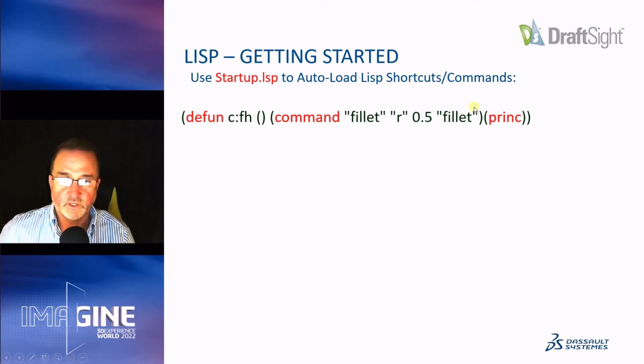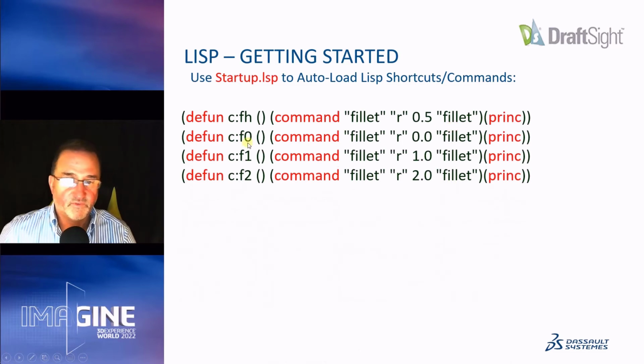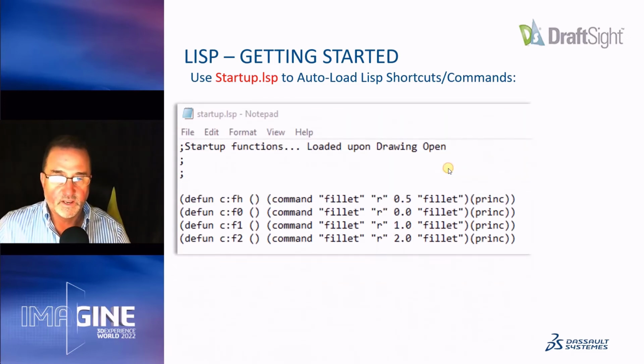You can put this in your startup.lisp, and you'll have the command fh to be able to create half millimeter fillets. So what if I want to create some more? Well, very simple, F0, F1, F2, and I'm just changing the values, and there I have a whole series of fillet functions that I can put into my startup that would be available to me automatically. Now, what's that look like? I can use Notepad, and it's startup.lisp. It looks simply like this.